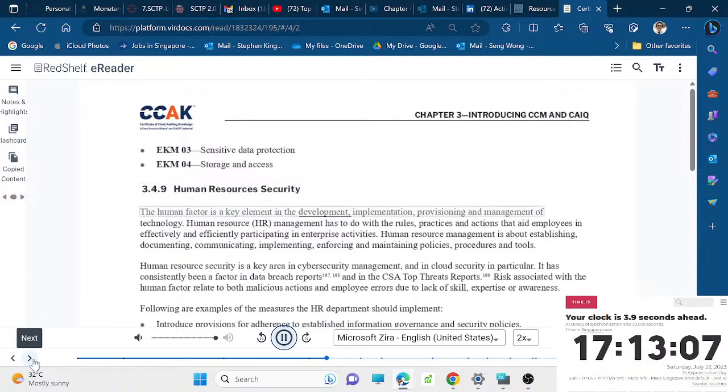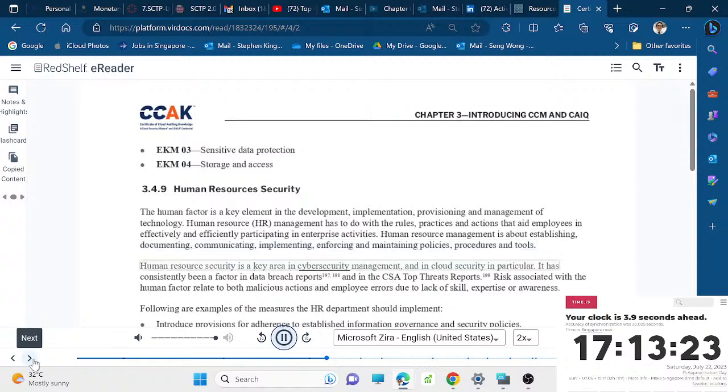3.4.9 Human Resources Security. The human factor is a key element in the development, implementation, provisioning and management of technology. Human resource, HR, management has to do with the rules, practices, and actions that aid employees in effectively and efficiently participating in enterprise activities. Human resource management is about establishing, documenting, communicating, implementing, enforcing and maintaining policies, procedures, and tools.